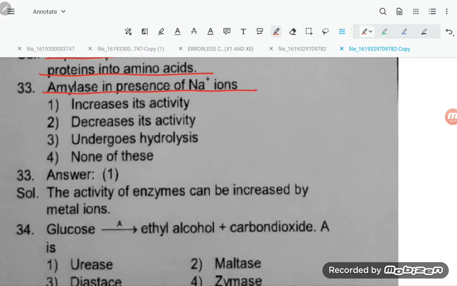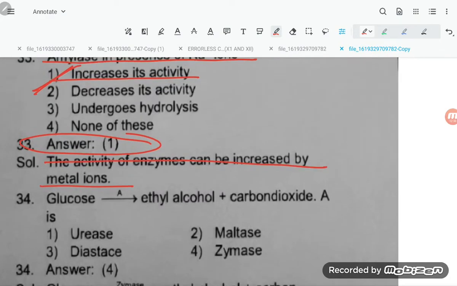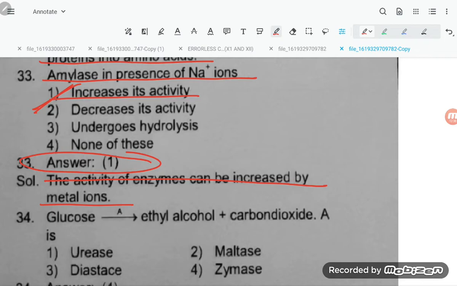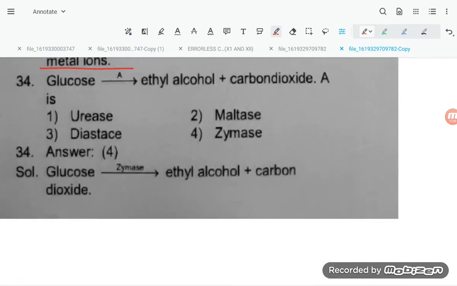Amylase in presence of Na plus ion increases its activity. So the correct option is option number 1. The activity of an enzyme can be increased by metal ions. Okay, so amylase in presence of Na plus increases its activity.